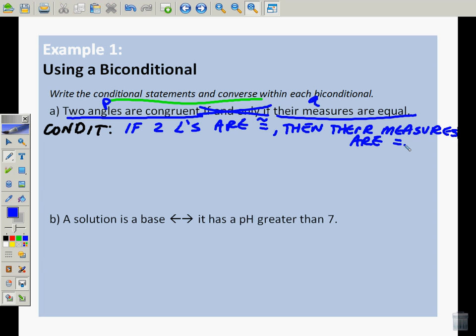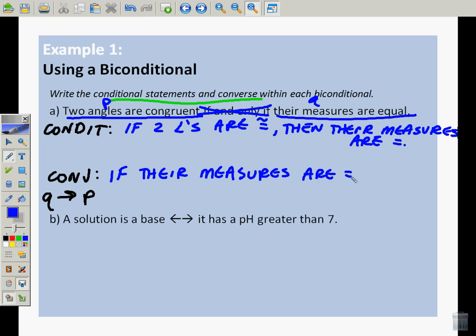So that means the converse would be if Q, then P. So if their measures are equal, then two angles are congruent. See how that worked? So those are the two statements. See if you can do this next one on your own. I'm going to go ahead and go through it. You can pause it and write it.